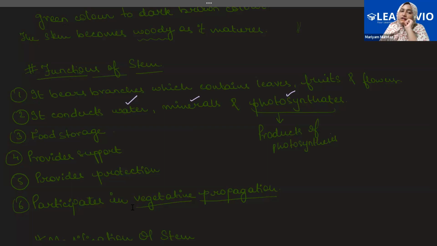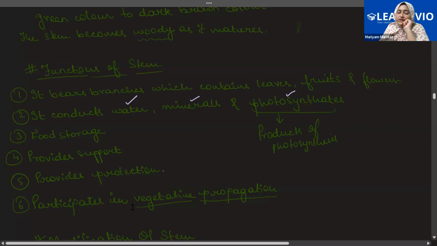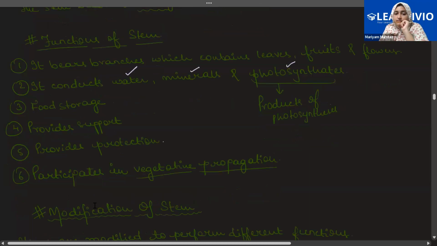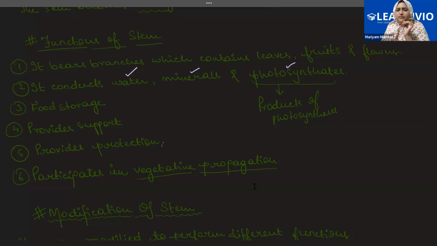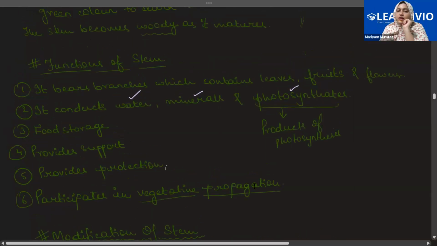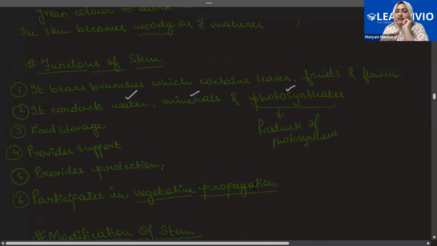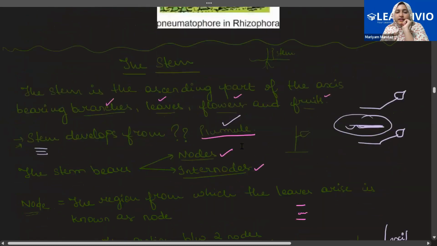Now, another function that the stem has to perform is the food storage. It stores the food of the plant. Apart from that, it provides protection and it participates in vegetative propagation. Many a times, if you take a part of the stem and try to grow a new plant from that part of the stem, it will be possible. And that is vegetative propagation. So all the functions of stem are clear? All right. Now you people can note down the stem.